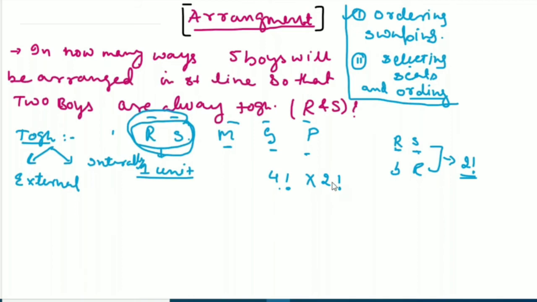So your answer will be 4 factorial into 2 factorial. What is 4 factorial? I hope every one of you knows 24. What is 2 factorial? 2 factorial will be 2. So 24 into 2 will be equal to 48.